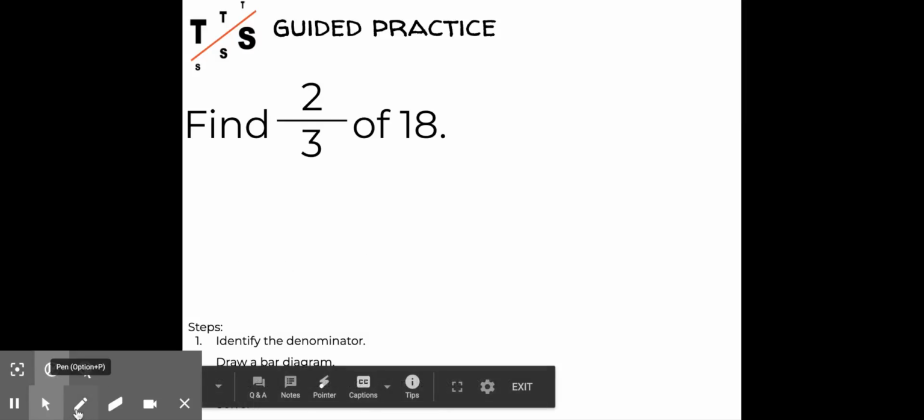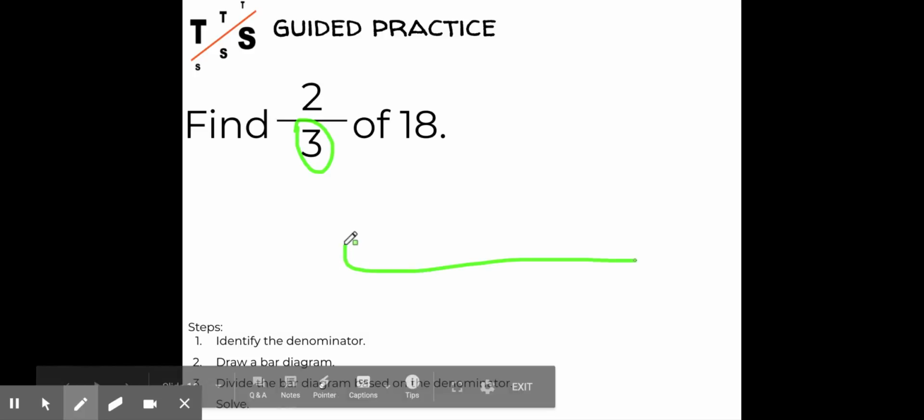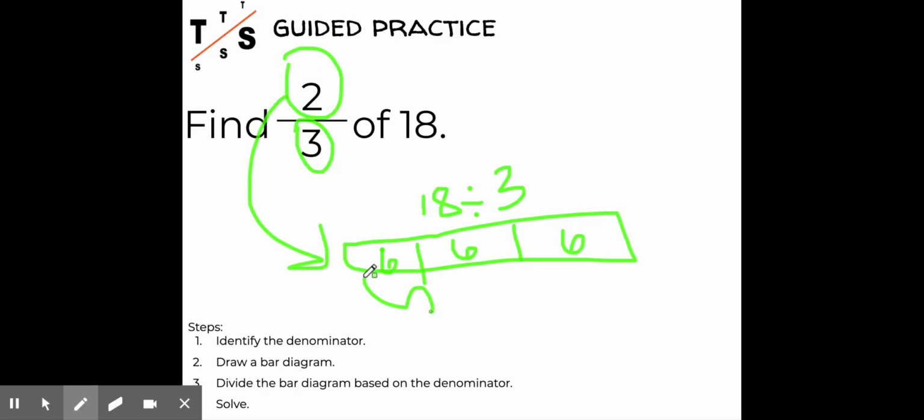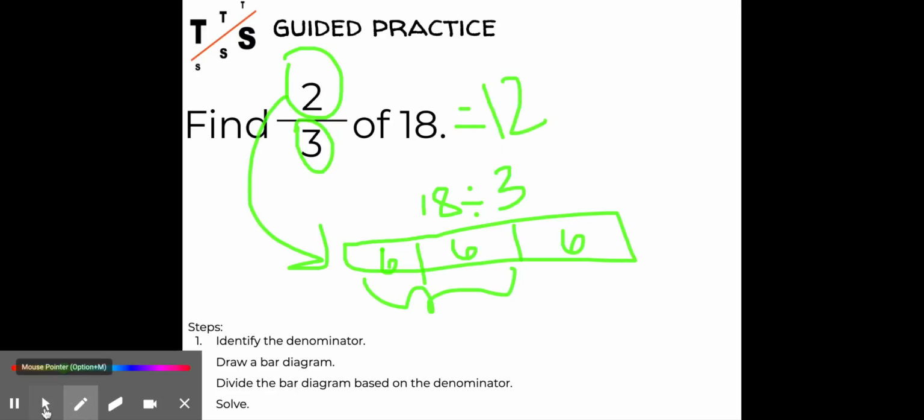2/3 of 18. So my denominator is 3. Bar diagram: 18 divided into 3 spaces. 18 divided by 3 is 6. 6, 12, 18. Using my numerator to solve, I'm going to choose 2 parts there. 6 plus 6 is 12. So 2/3 of 18 is 12.